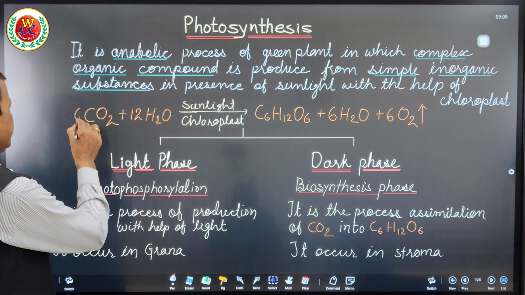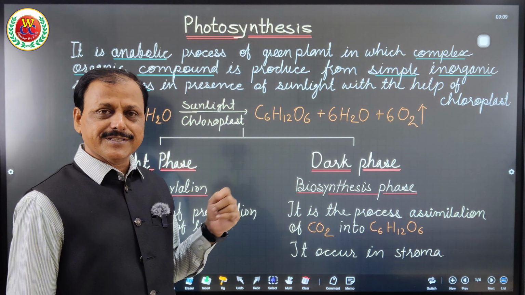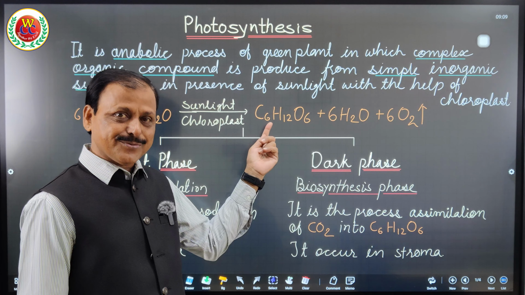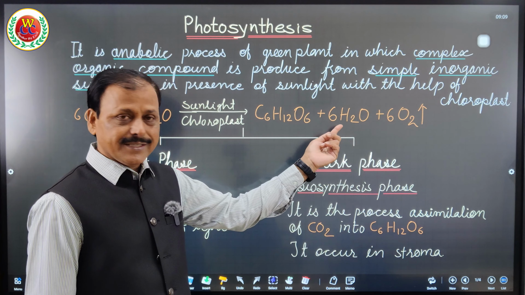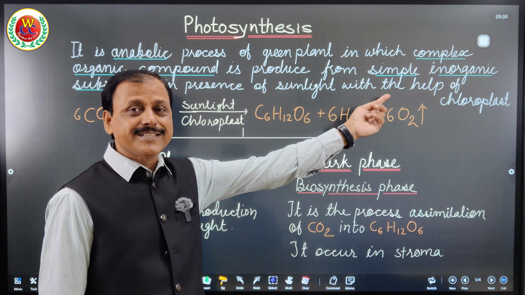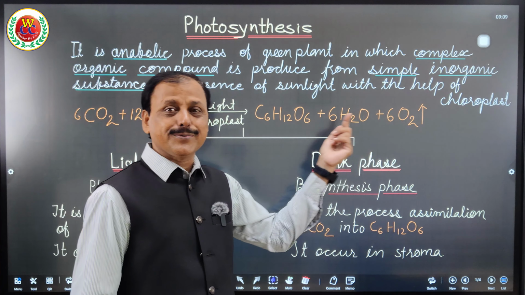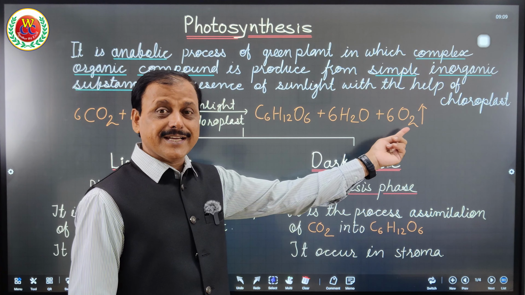Six molecules of carbon dioxide combine with 12 molecules of water in the presence of sunlight and chloroplasts to produce glucose, a carbohydrate, and that is the food which feeds every living being. It also produces water and releases oxygen, not only feeding living beings but also giving oxygen as pranavayu. See here, annadata as food and oxygen as pranavayu.